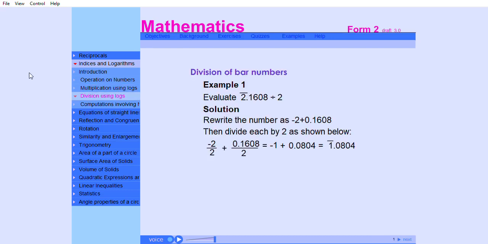Division of bar numbers. Example 1. Evaluate bar 2.1608 divided by 2. Solution. Rewrite the number as -2 plus 0.1608. Then divide each by 2 as shown below. -2 over 2 plus 0.1608 over 2 is equal to -1 plus 0.0804, which is equal to bar 1.0804.